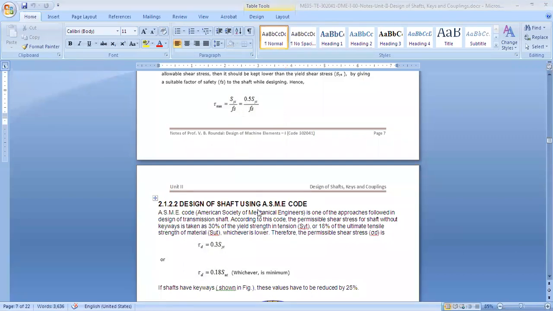We'll try to understand a new advanced design, and then we will take a numerical on that. That way, you are not confused, and slowly you will understand all the different kinds of design. All these are different types of design, but we will use them depending on the application. Today we are going to learn design of a shaft using ASME code.